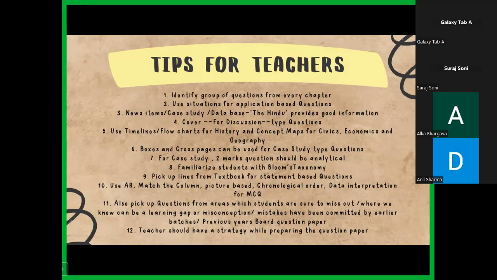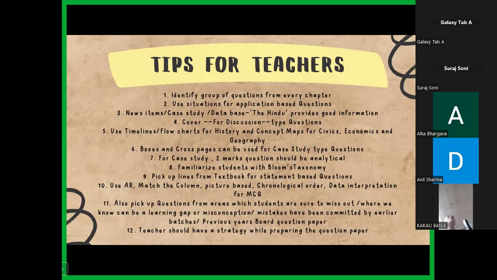Okay, then use situation or application based questions. News items, case studies, or data from newspapers like The Hindu can be taken up, as The Hindu provides all kinds of case study material. It provides all kinds of data. It provides all kinds of pie charts and bar diagrams or bar graphs, whatever. So that really comes in handy when you have to prepare questions.